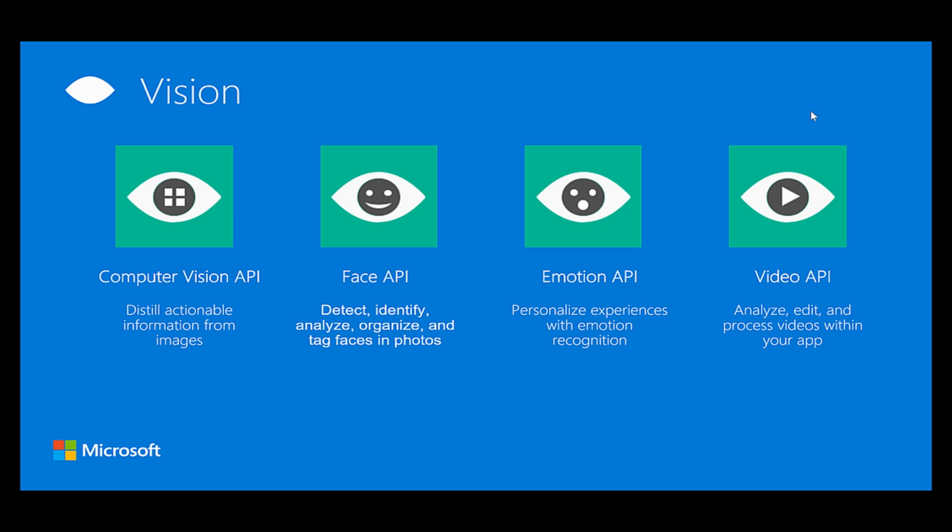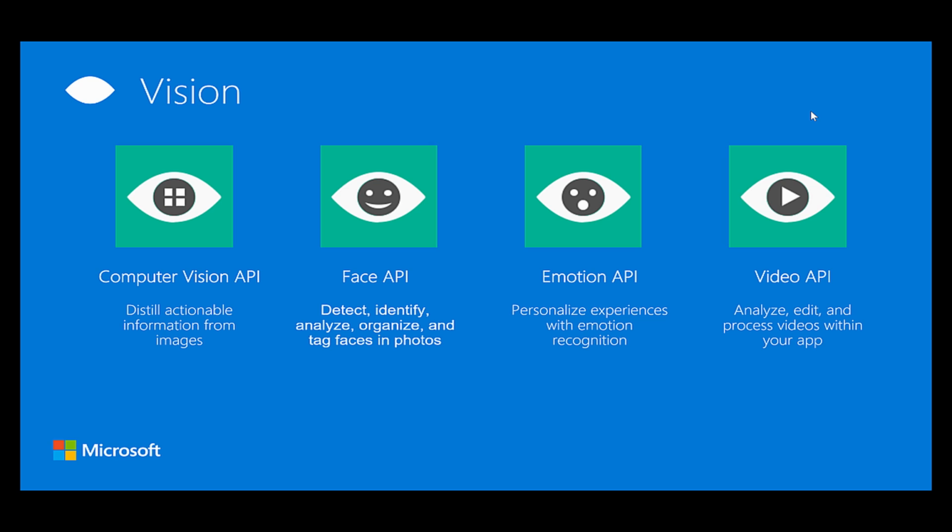Essentially, it allows us to distill actionable information from images. So if I pass it an image, I can recognize the faces. I can see that there's faces in the photo, so I can see the exact facial rectangles of all the faces in the photo. I can do things like OCR. I can do things like the adult content check. I can even find out if it's a black and white image or clip art image. So there's a lot of really, really cool things we can do with the Computer Vision API.